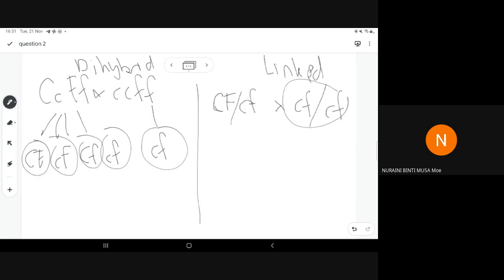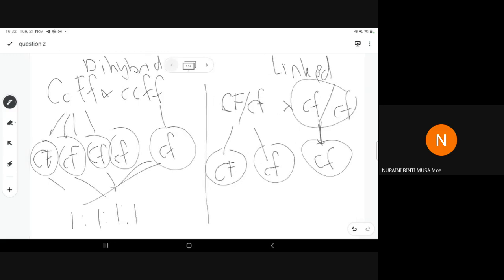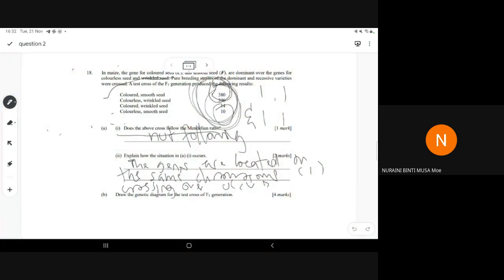Okay. And the ratio yang awak akan dapat bila awak cross semua ni ialah again 1, 1, 1, 1. Ni memang that. Okay. But for linked genes, C kecil F kecil slash C kecil F kecil will get you one gamete, C kecil F kecil, while C besar F besar dengan C kecil F kecil sepatutnya bagi awak dua gamete sahaja, C besar F besar, C kecil F kecil. But if you go back to the question, it actually shows you four results, bukannya dua. Why is there four results?